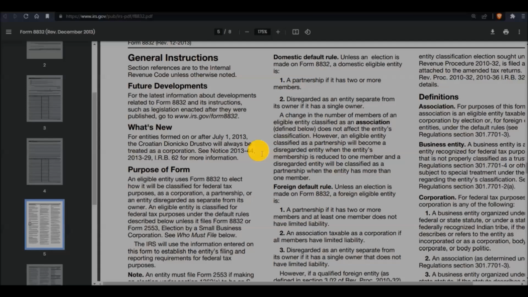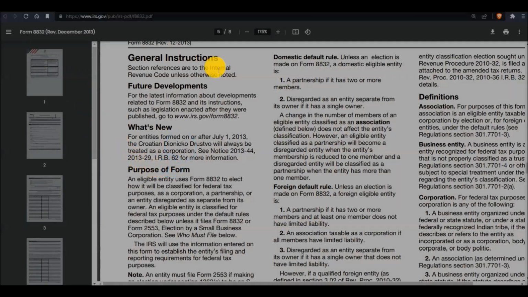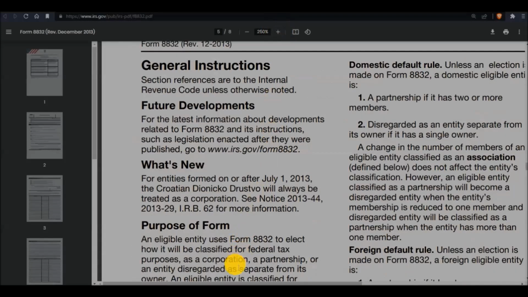That's something I'm going to show you: the Form 8832. Someone wanted to know how it's filled out and I figured it's about time it's shown. Many have heard about this form, but there's a trick in this form when it comes to the wording.